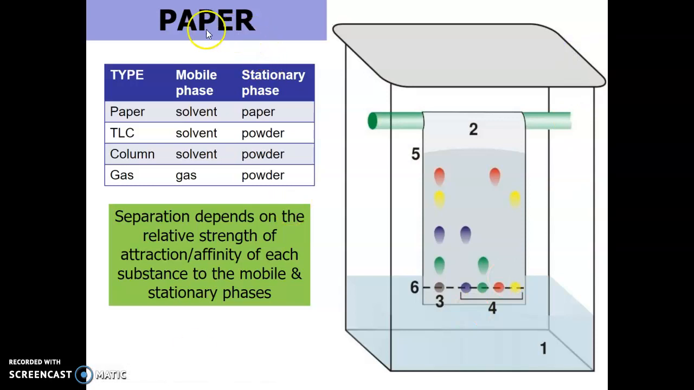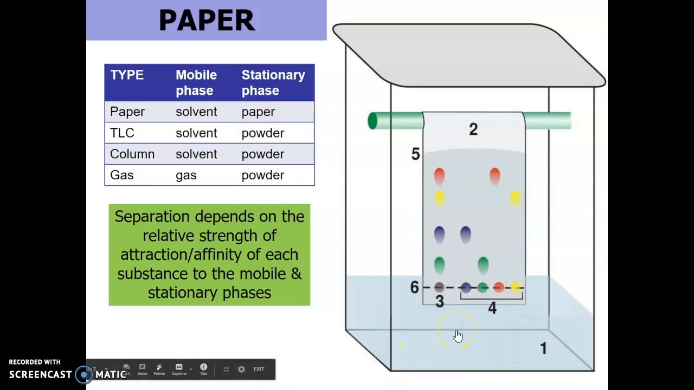So the main focus for us is what's called paper chromatography. You can see from the table top left there that there are other types, but we're most interested in paper chromatography. The distance that the different substances move up the piece of paper depends on, well, you can read that as well as I can, the relative strength of attraction, or fancy word affinity, of each substance to the mobile and stationary phase. And the mobile phase is the solvent, and the stationary phase, the bit that does not move, is paper.